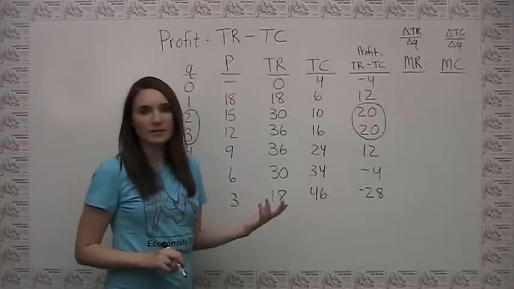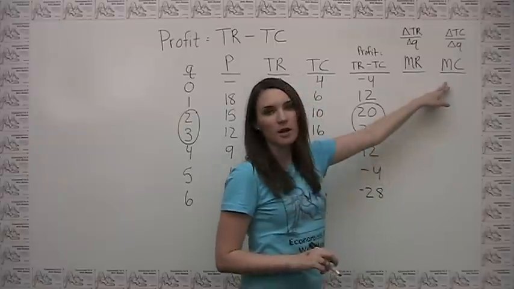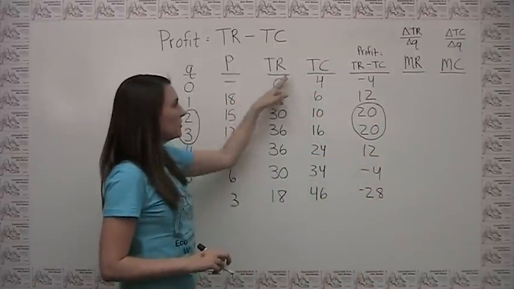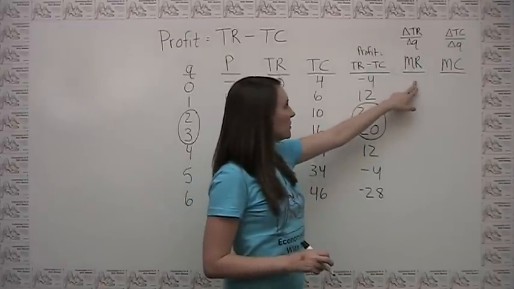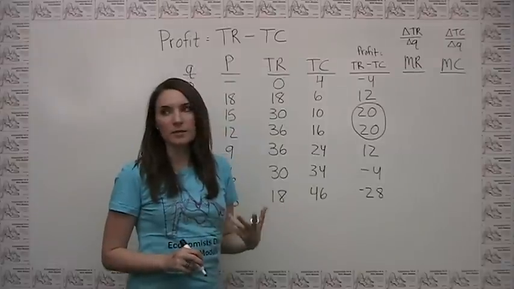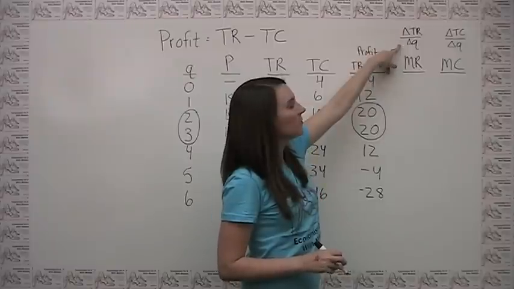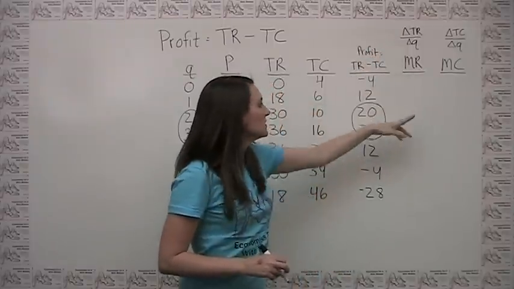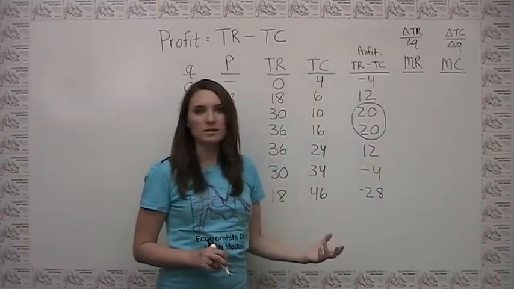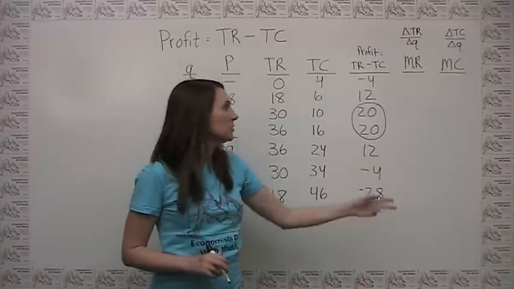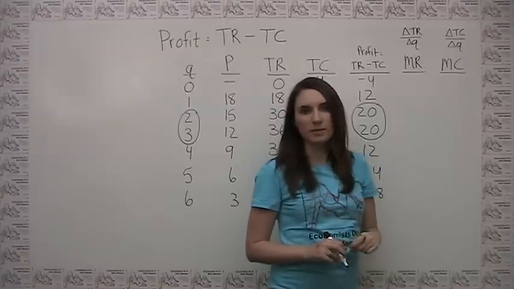To think about how to maximize profit, we could also think in terms of marginal revenue and marginal cost rather than total revenue and total cost. Just to review, marginal revenue is just the additional revenue we get per extra unit of output, or we can think of that as change in total revenue divided by change in quantity. Similarly, marginal cost is just the additional total cost we incur for each additional unit of output, and we can think of that as the change in total cost divided by the change in quantity.